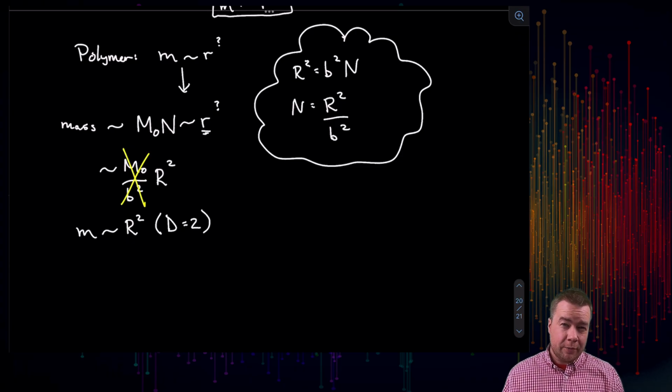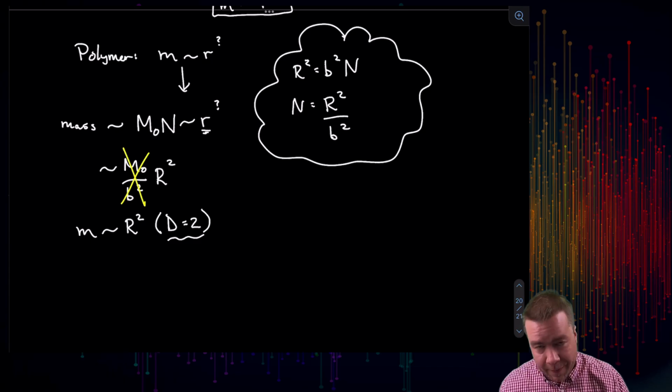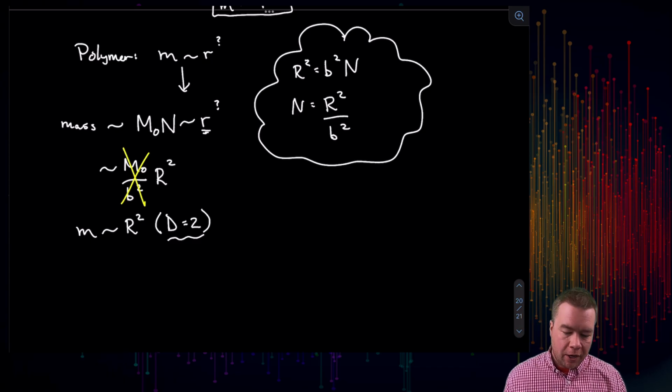Does that mean that the polymer is a 2D object? No, it's a fractal object. It's self-similar and all of this stuff, and we'll talk about this a little bit more. But it behaves in terms of the mass, it behaves like a 2D object, okay? So if you double the size of your polymer chain, your mass goes up by a factor of 4. Did I do that right? Did I get that backwards? Yes. If you double the size of your polymer chain, then your mass goes up by a factor of 4.